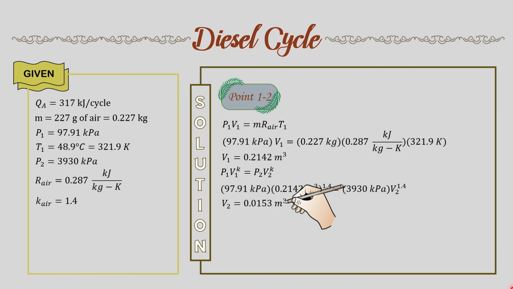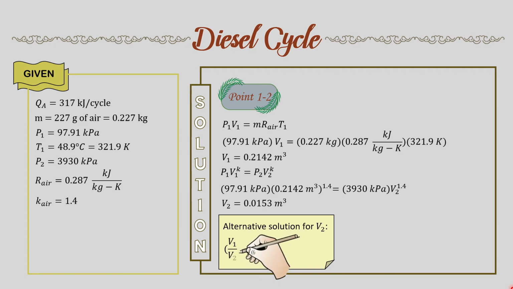Always remember that there are many ways to solve for an unknown, and the answers should be close to one another. So go ahead and try to solve for V2 using V1 over V2 raised to k minus 1 is equals to P2 over P1 raised to k minus 1 over k. Since we have everything except for V2 of course. Let's see if we can get the same answer or a closer value. You can pause the video for a while until you get the answer. See, we got the same answer, and alternative solutions are applicable to any other thermodynamic cycles as well.